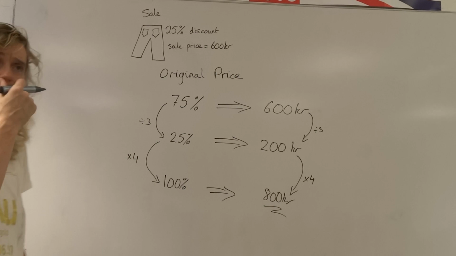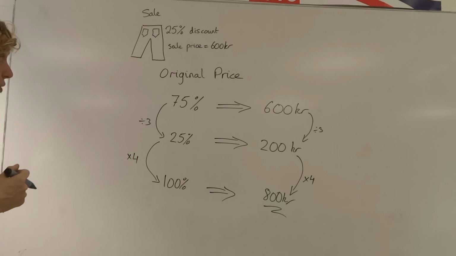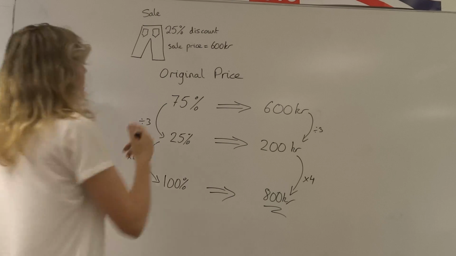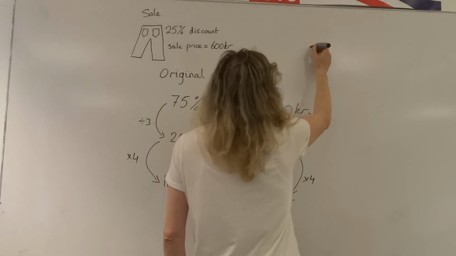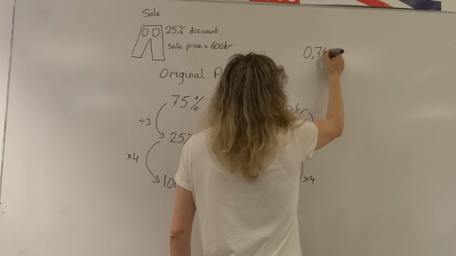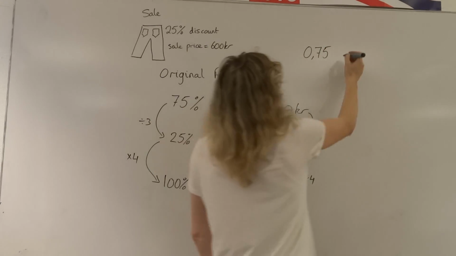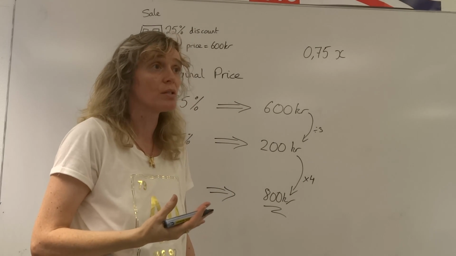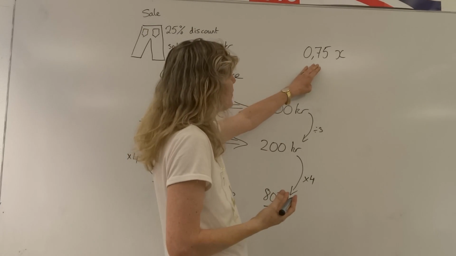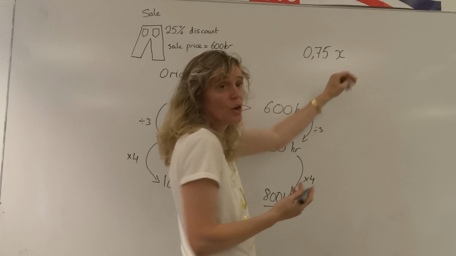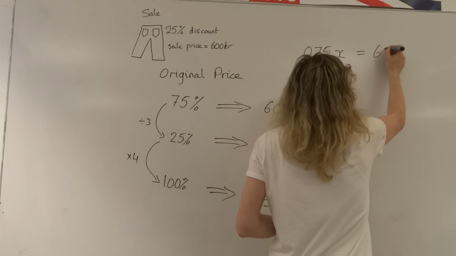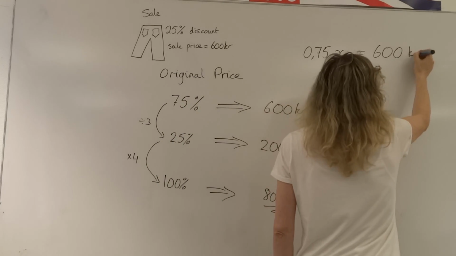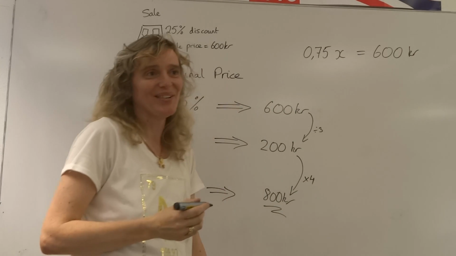This method I think you've worked with quite a lot in 7th and 8th grade, but there's a simple algebra way as well. And it's to say, what do we know? We know that 0.75, 75% of the original price x, and we don't know what the original price was. We just know that 0.75 of whatever the jeans cost now costs us 600 kronas. Solve for x. How easy is that now?